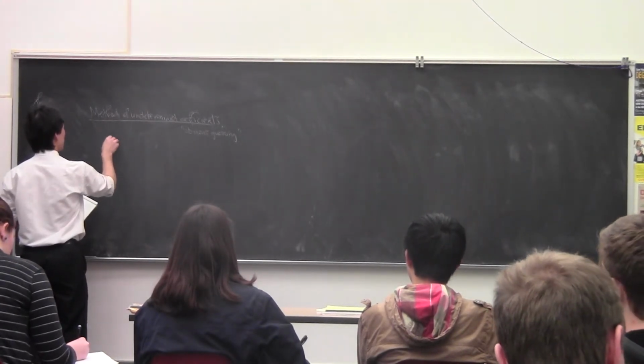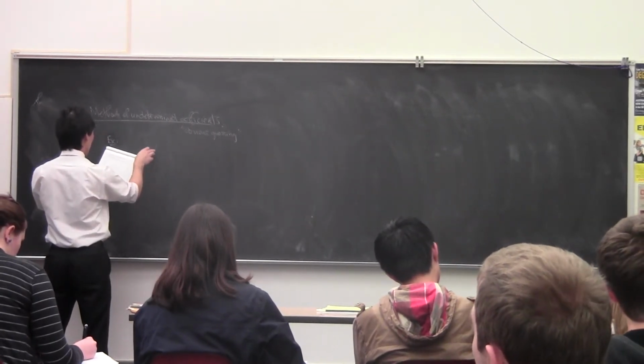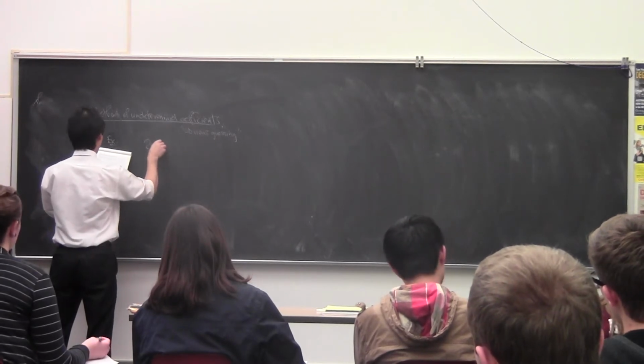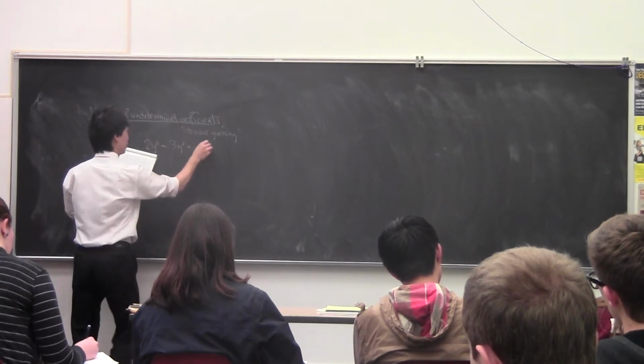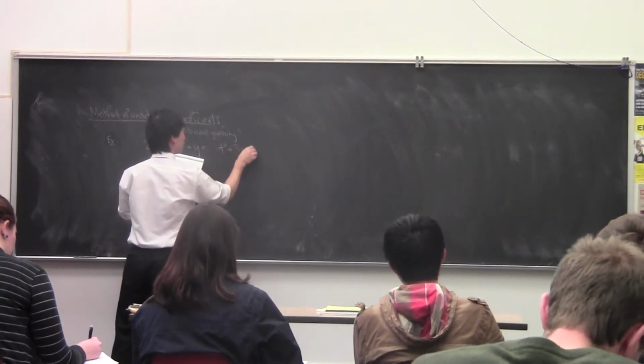But we can demonstrate this basically by example. So here's the example. 2y double prime plus 3y prime plus y equals t squared plus 3 sine t.